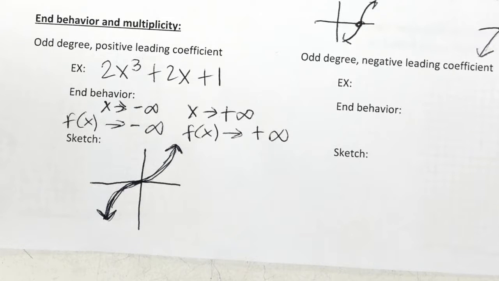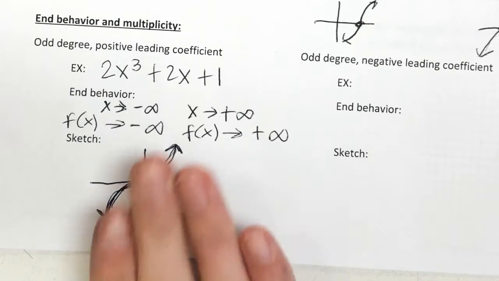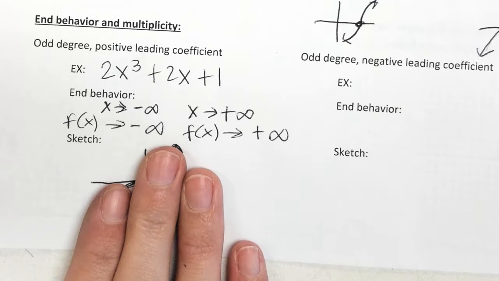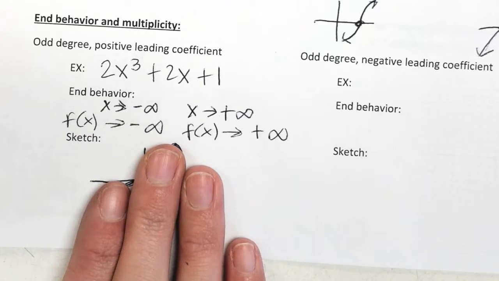Alright, so from now on, you don't even have to have a graph when you're describing end behavior. Because if it's odd and it has a positive leading coefficient, it will always be this end behavior. Always.